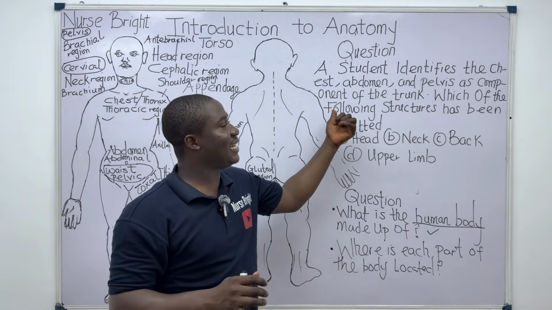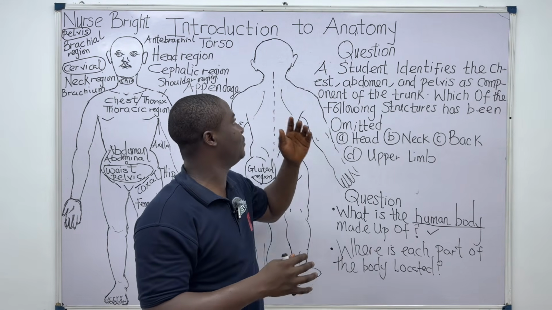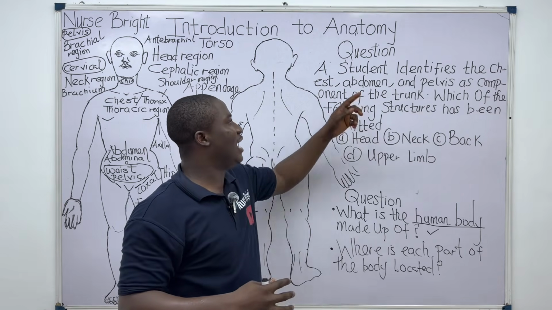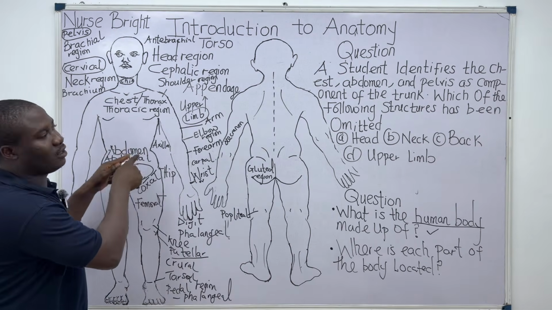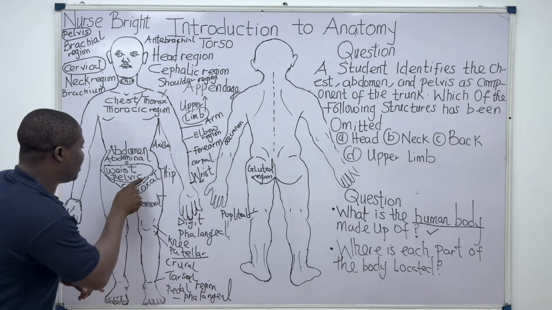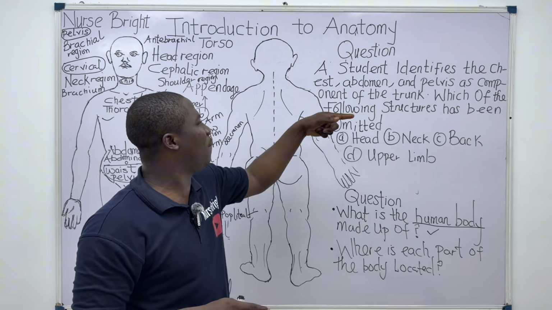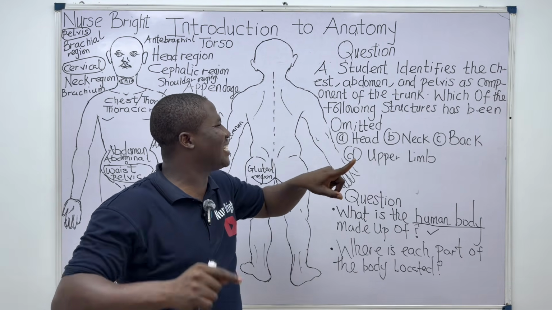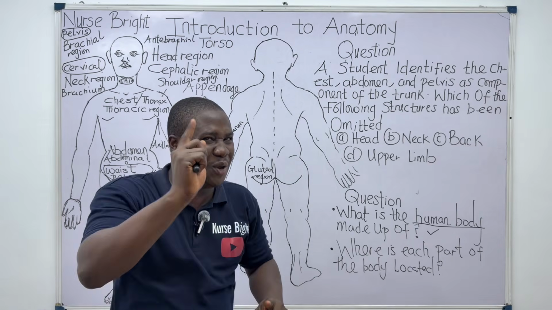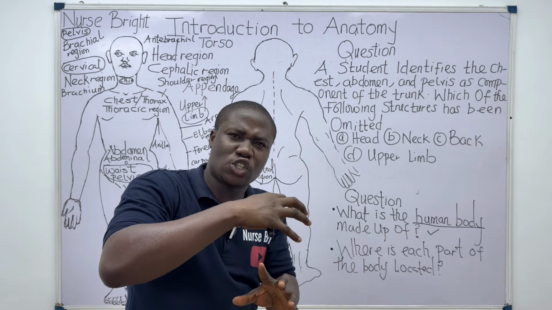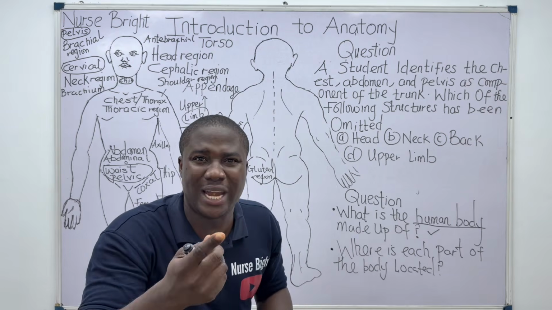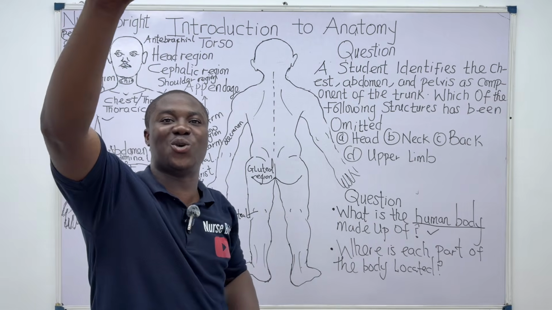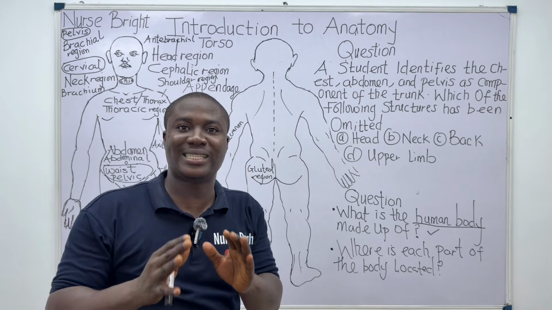Now moving further, let's get into this practice question, and it says, a student identifies the chest, which is the thoracic region, the abdomen, which is the abdominal region, and the pelvis, which is the waist region, as components of the trunk. Wow, something is missing. Which of the following structures has been omitted? Because when I was teaching, I mentioned something as also a component of the trunk, which is... tell me the answer in the comment section. It is so easy. So let us move further to more practice questions.